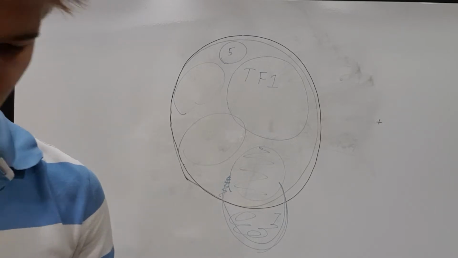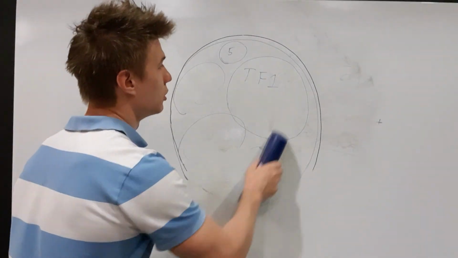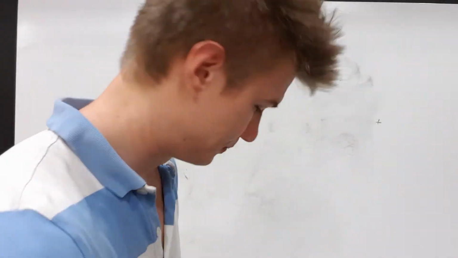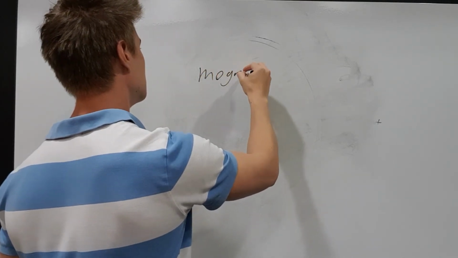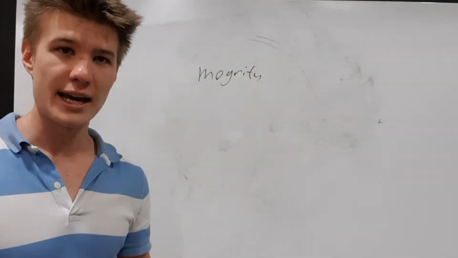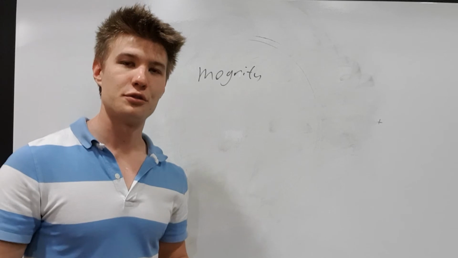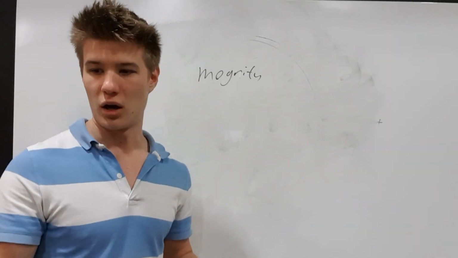If you want to play with this, if you want to give this a go, the app is called Mogrify. Mogrify is pretty cool. It will take the two cell types that you give it, and it will give you a number of transcription factors that will allow you to take cell number 1 to cell number 2.